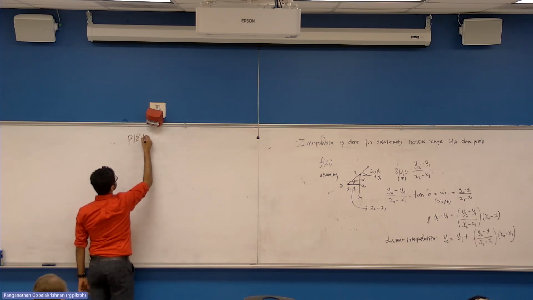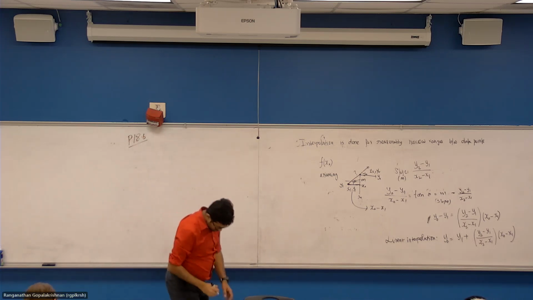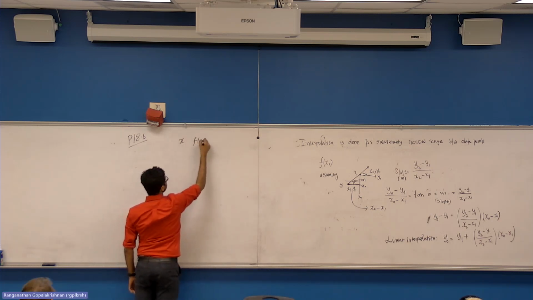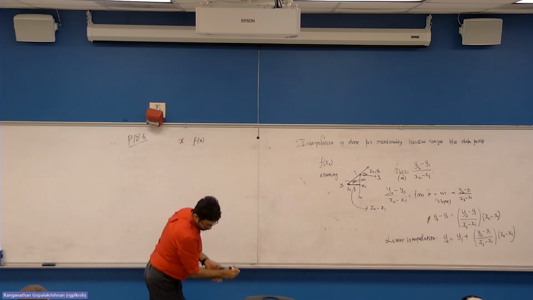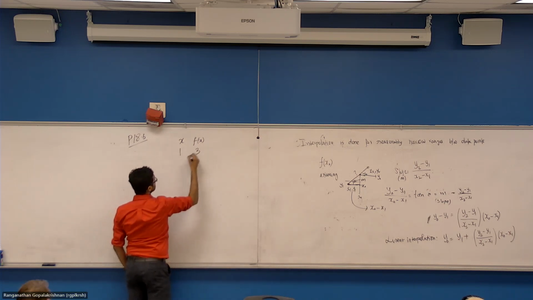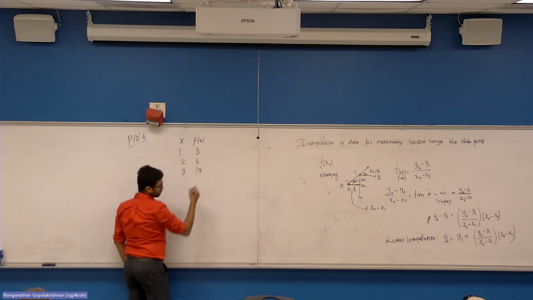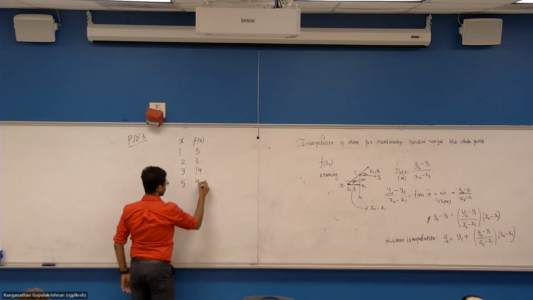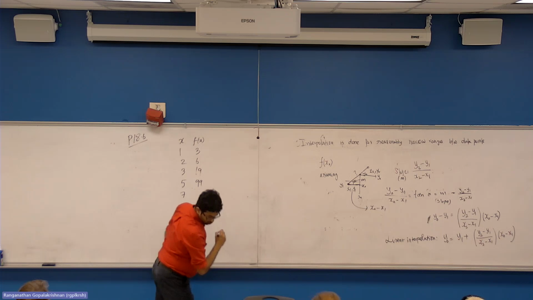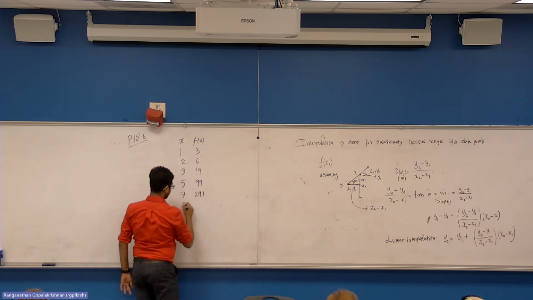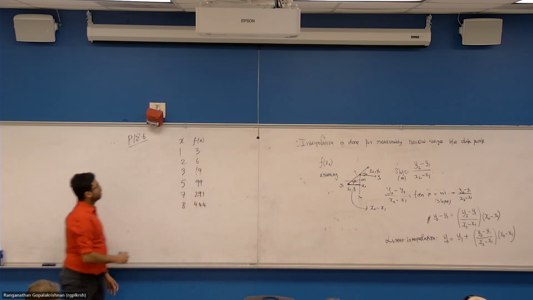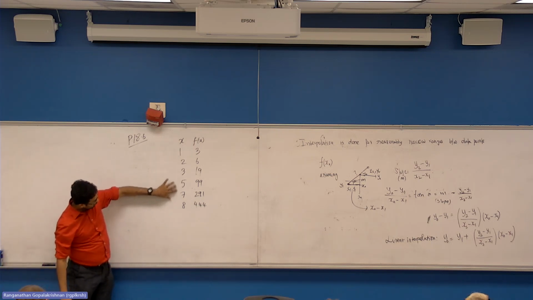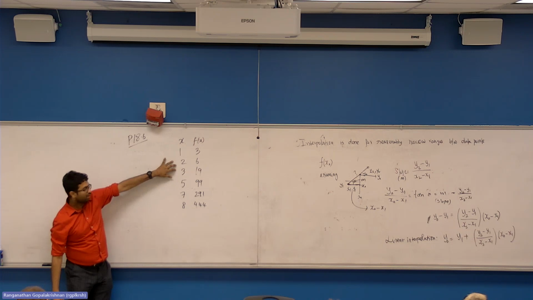Problem 18.6 from the text, which is x, f of x: 1, 3; 2, 6; 3, 19; 5, 99; 7, 91; 8, 444. For this table of data, you can obviously see 1, 2, 3, 5, 7, 8. Not every value is there, obviously.